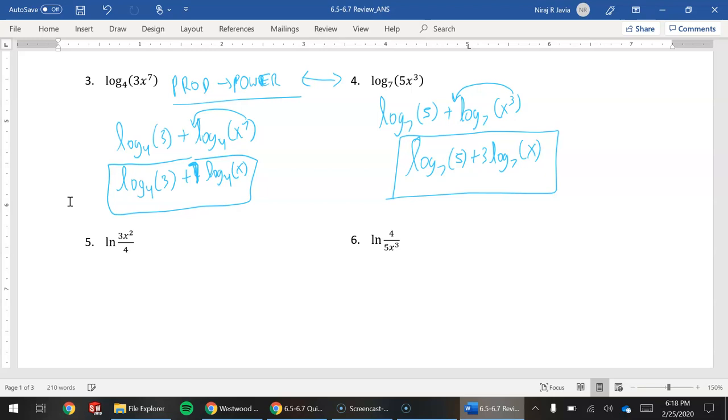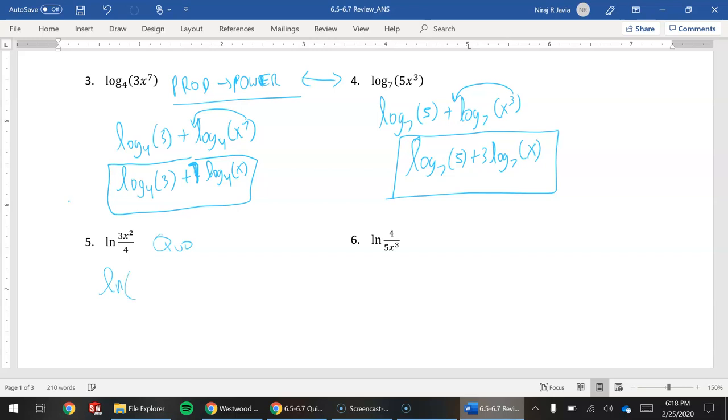Now in 5 and 6, we're actually going to use all 3. We have the quotient, we have the power, and we have the product. Those 3 are what we have to use. And you notice what is being divided on both 5 and 6 is the whole thing on the top being divided by the whole thing on the bottom. That's why I do quotient first. So let's go do quotient.